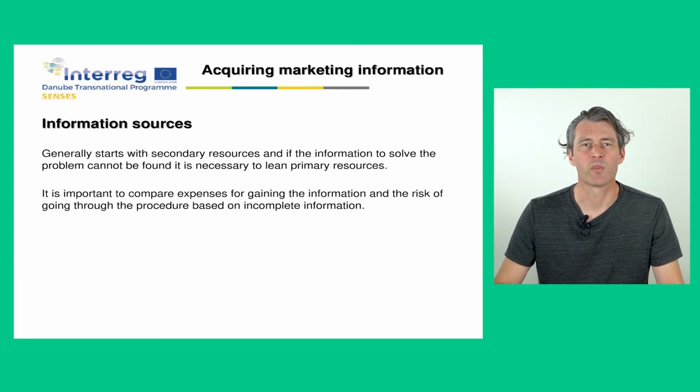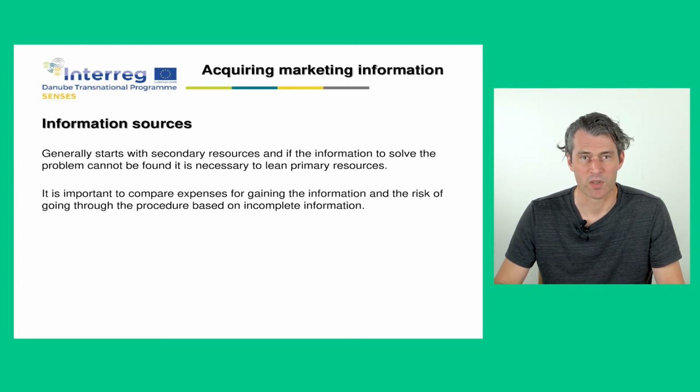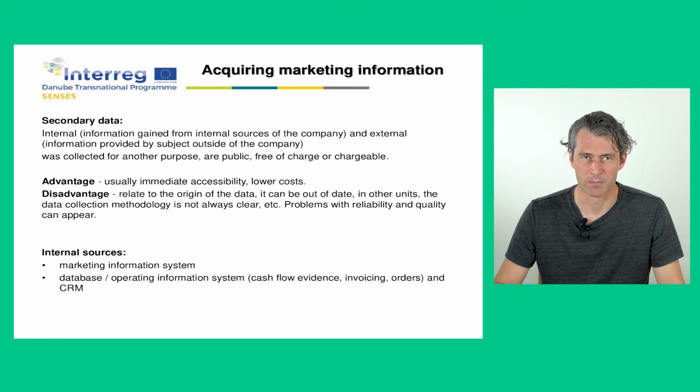So how to work with information sources? This generally starts with secondary sources. If you can't find the information you need to solve the problem, then it's necessary to go to your primary sources. It's important to balance the expense of getting the information with the risk of going through with the procedure on incomplete information. So what is secondary data?